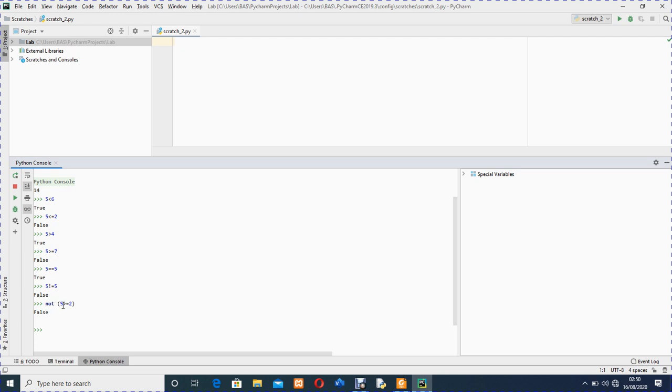That's why if we look at what we did before, here is supposed to execute true. But since we use logic operators, not is saying not 5 is greater than or equals to 2. That's why it executed false.